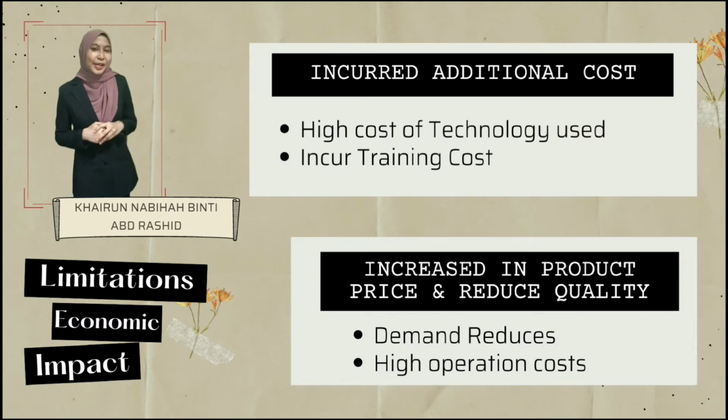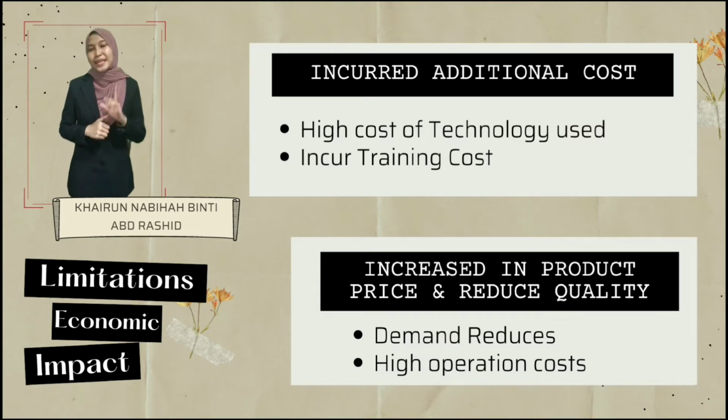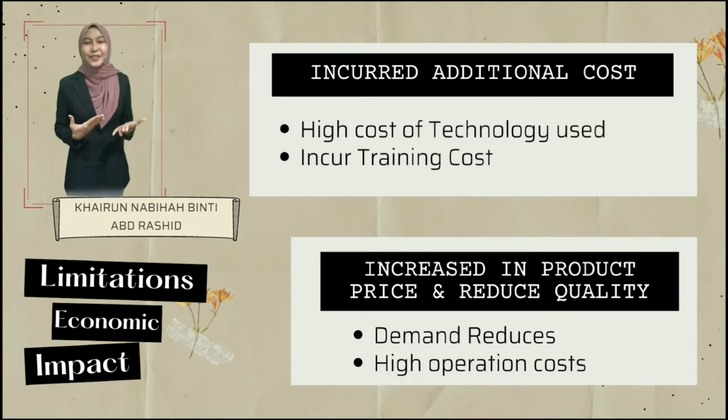And the second limitation of economic impact is that the company may increase the product price or might as well reduce the quality of their material. The company might need to purchase low quality material to produce their product since they need to cut some costs to recover the environmental management costs. The company also may increase the price of their product to cater to their high operation costs. Thus, this will result in fewer people buying their product and this will lead to lower profit gains for the company. So that's all from me.